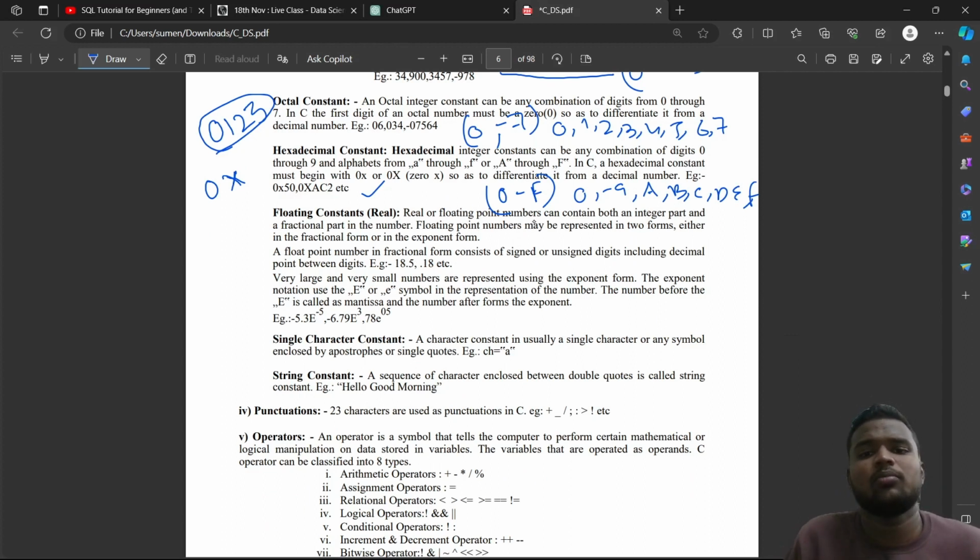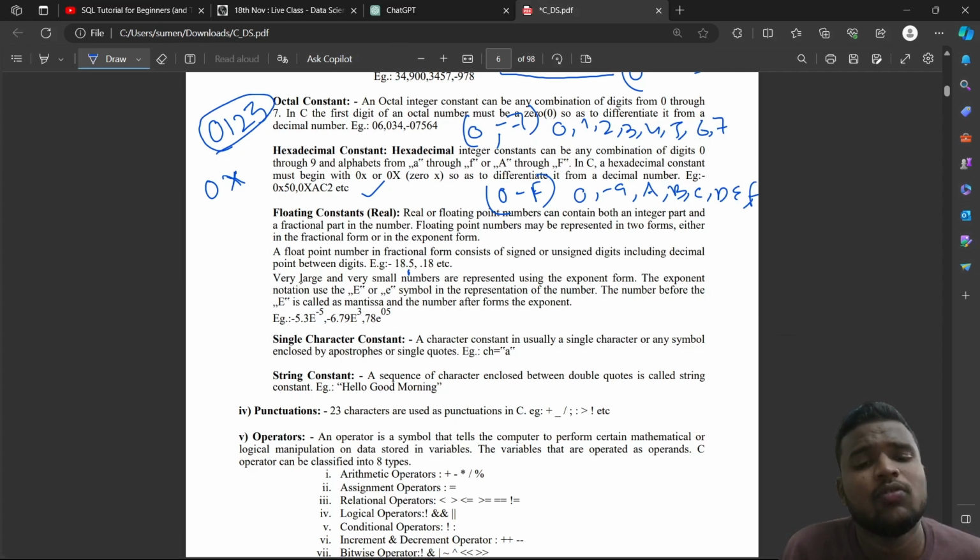Real or floating point numbers can contain both an integer and a fractional part. A floating number may be represented in two forms, either in the fractional or in the exponent form. A floating point number in fractional form consists of signed or unsigned digits, including a point between digits. So the point represents the fractional part, right? And we can also have negative and positive signs as well.